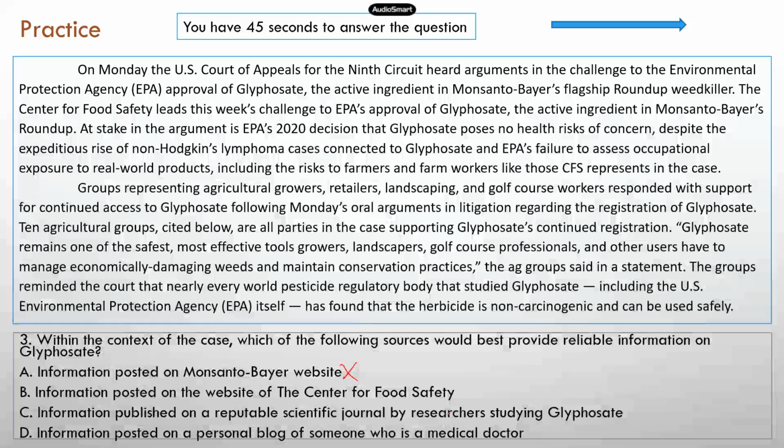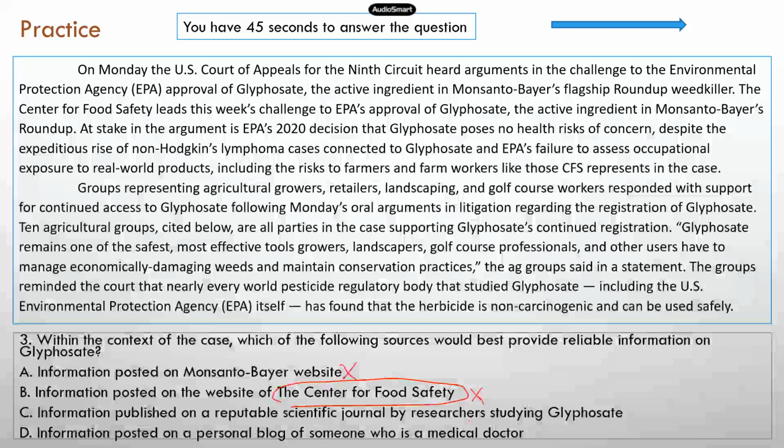Information posted on the website of the Center for Food Safety. Now we know that the Center for Food Safety sued EPA, right? So even though we should always protect the environment, some of the activist groups may have some extreme point of view, right? They may exaggerate the negative effects of certain chemicals. So although I like the idea of protecting the environment, we probably need to be a little bit careful about what they say, right? We want somebody who's objective, who's not involved in the court case. So I wouldn't choose B either.